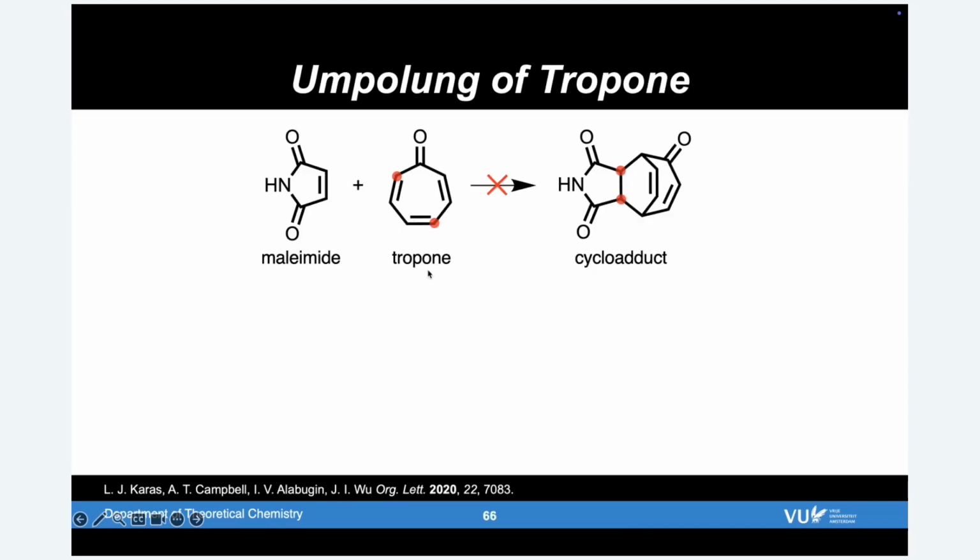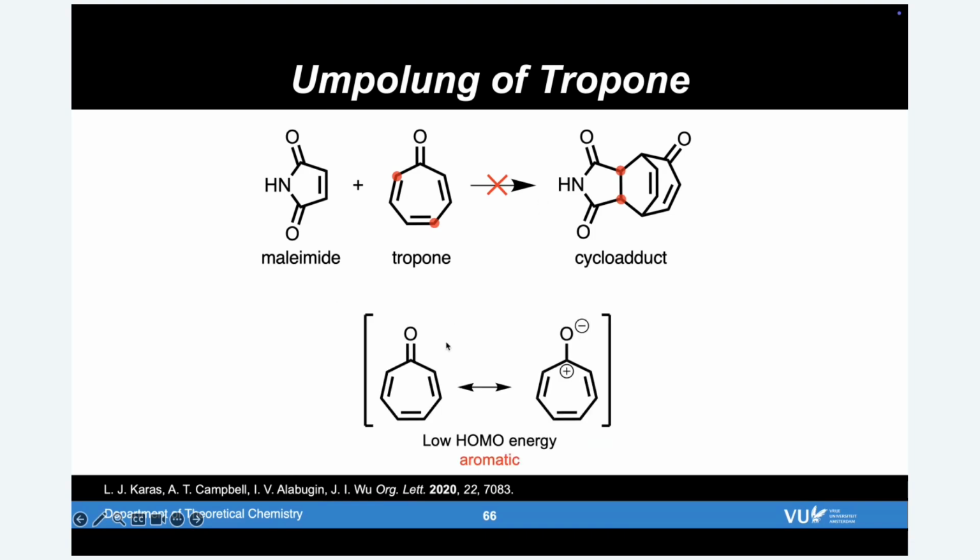So earlier on in the talk, I discussed a different strategy to enhance or tempt tropone to react, and that was via Umpolung chemistry. This was a reaction studied by the group of Wu and Alabugin in 2020. They studied the reaction of a maleimide. This would be your dienophile, and the tropone would be your diene. They showed how this reaction does not proceed, and that was attributed to the low HOMO energy because this molecule is aromatic.